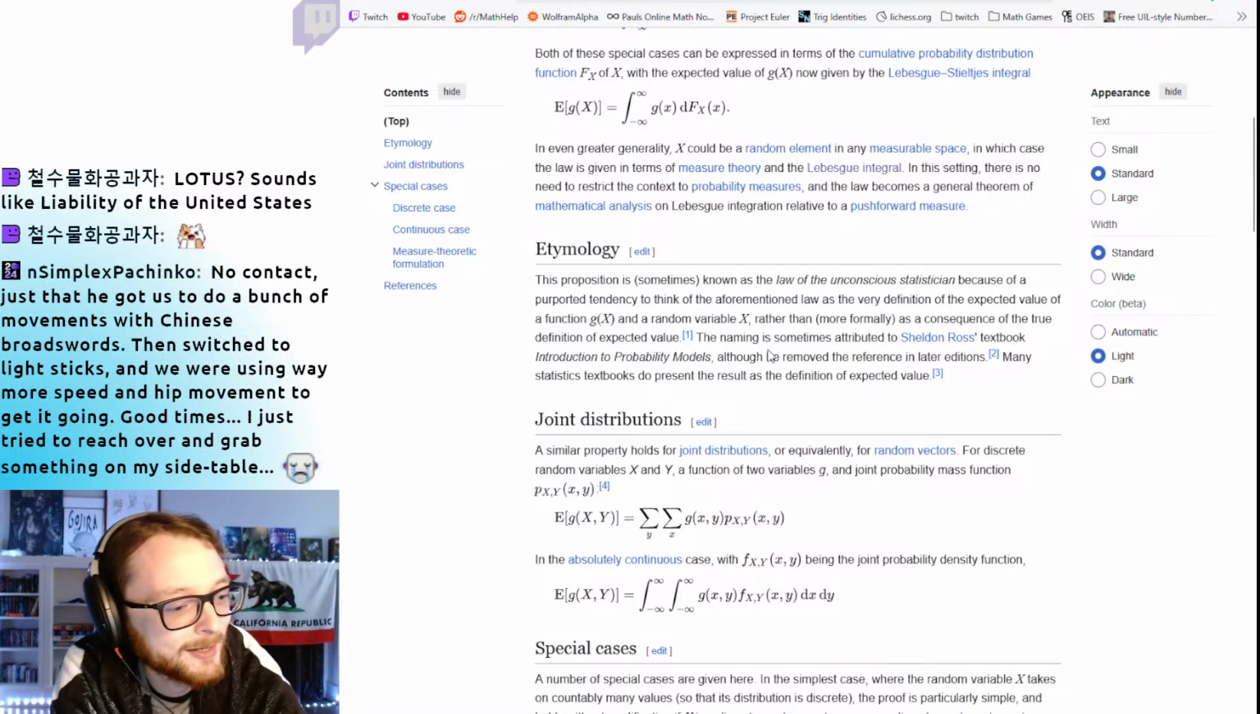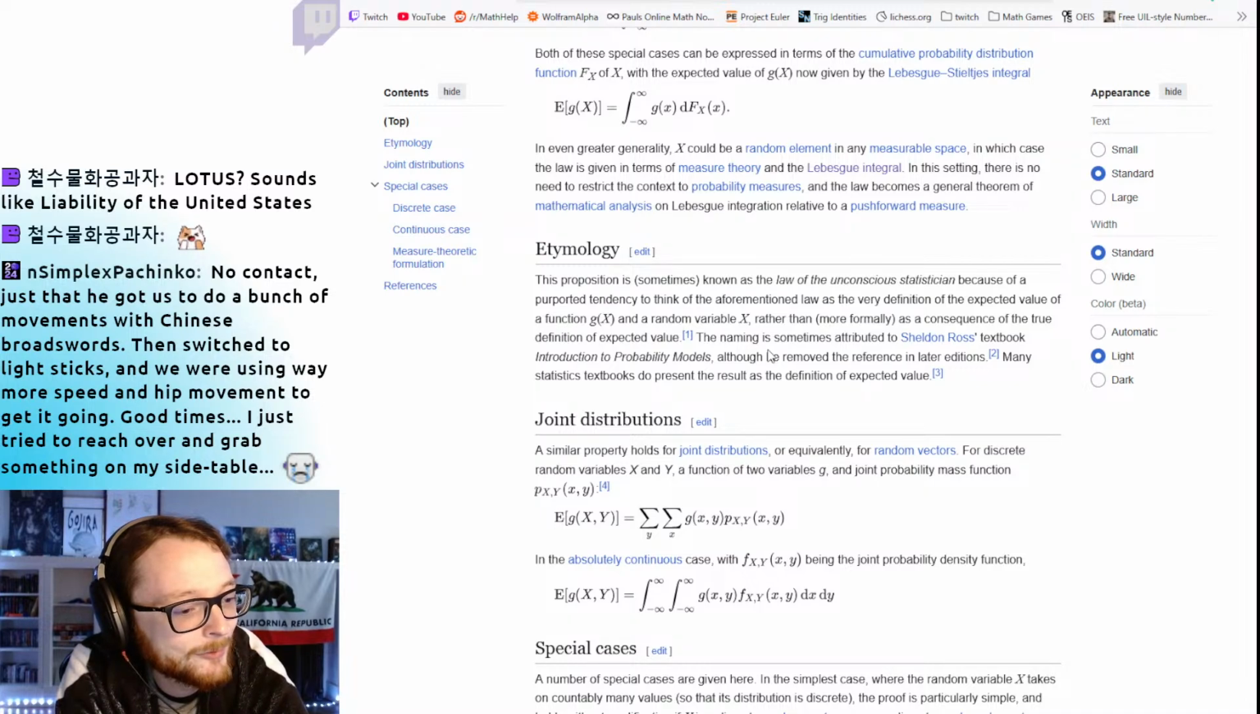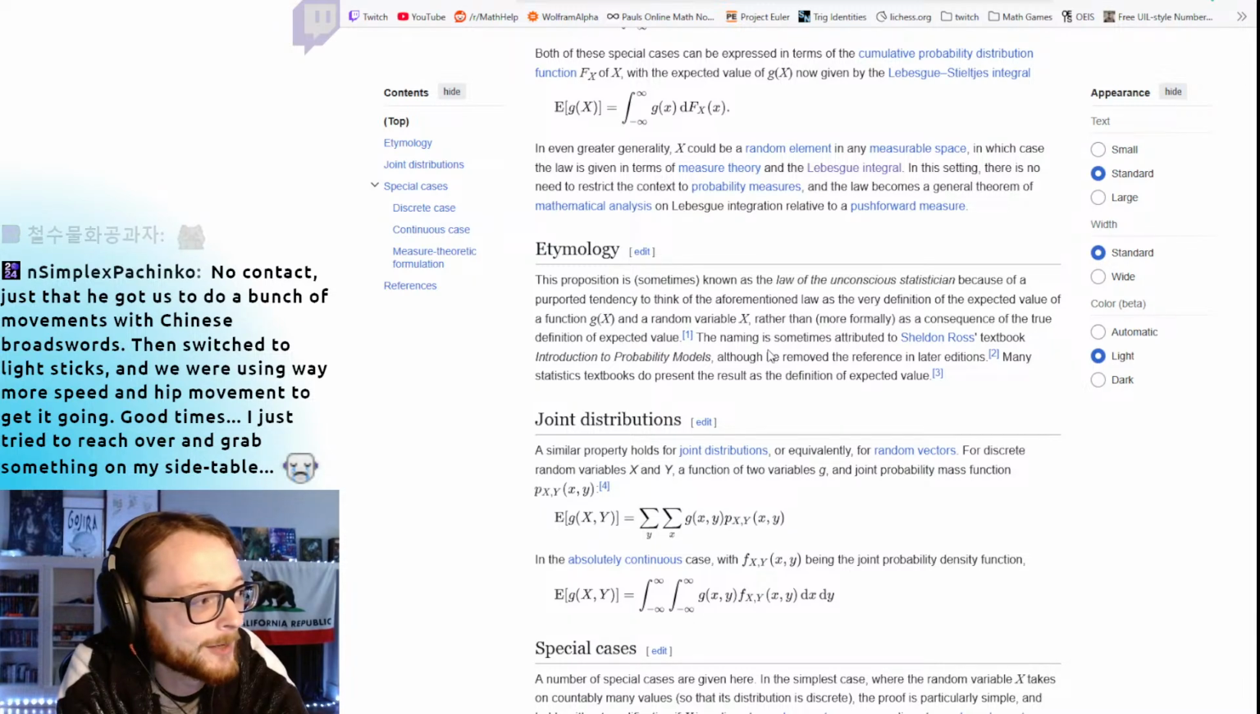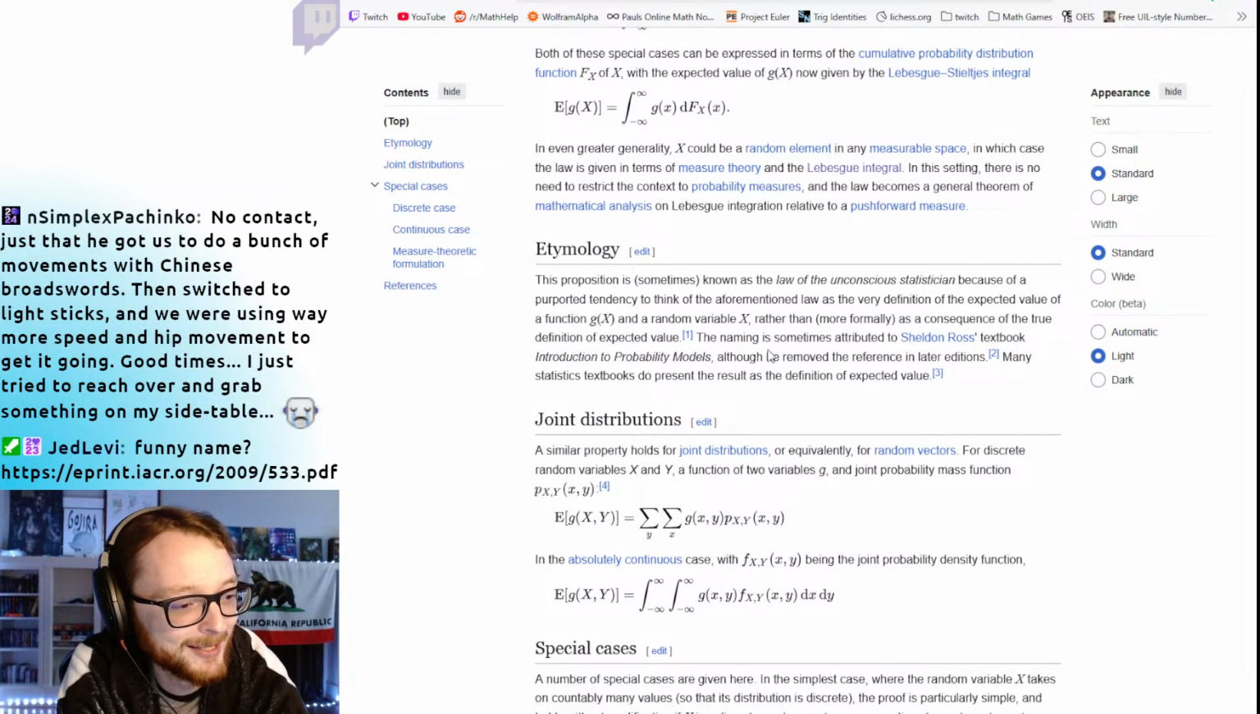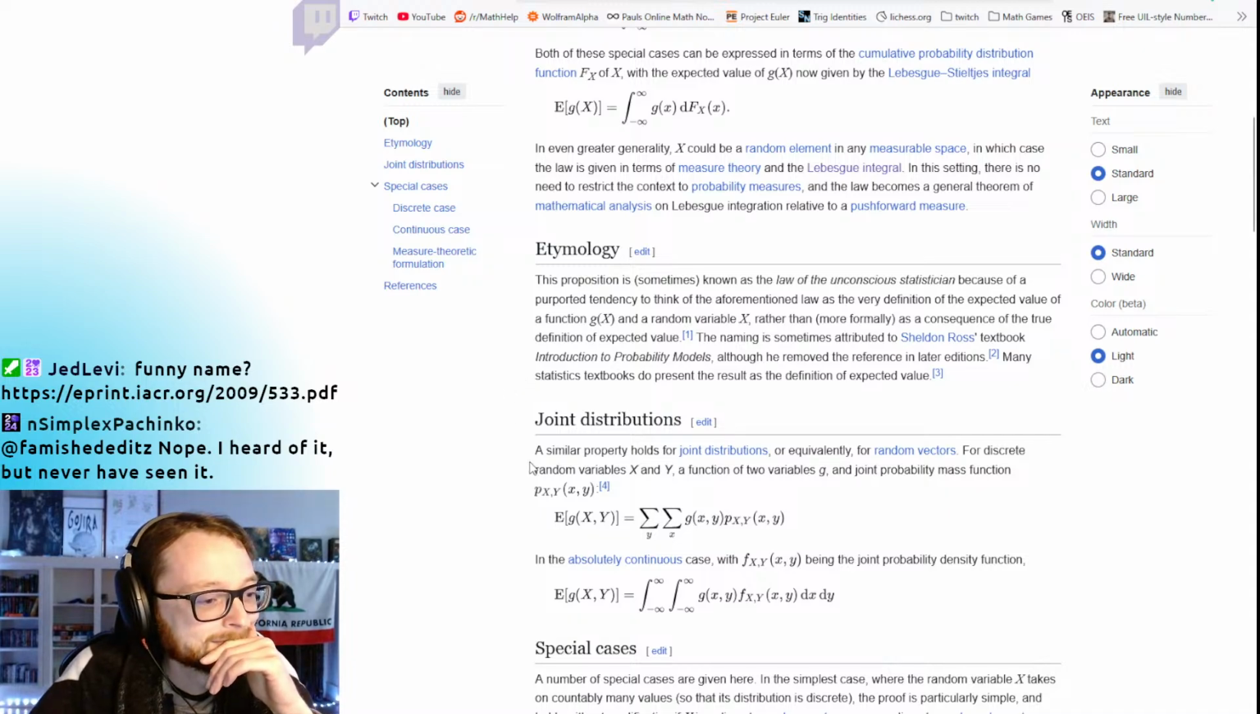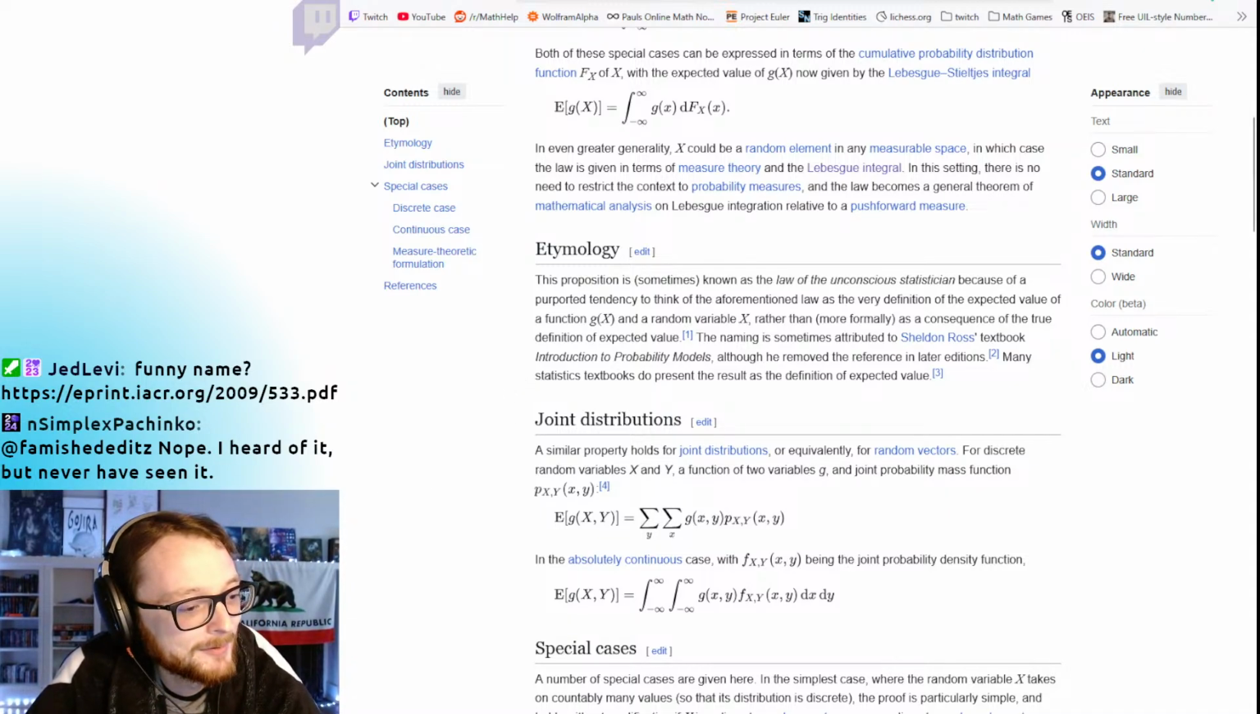No contact, just that he got us to do a bunch of moves with Chinese broadswords and switched to light sticks, using way more speed and hit movement to get it going. Good times. I just tried to reach over, pressing on my side table. Oh, okay. So you're still swinging around heavy broadswords. Funny name. Shoulder arms are not happy. Yeah, I bet.